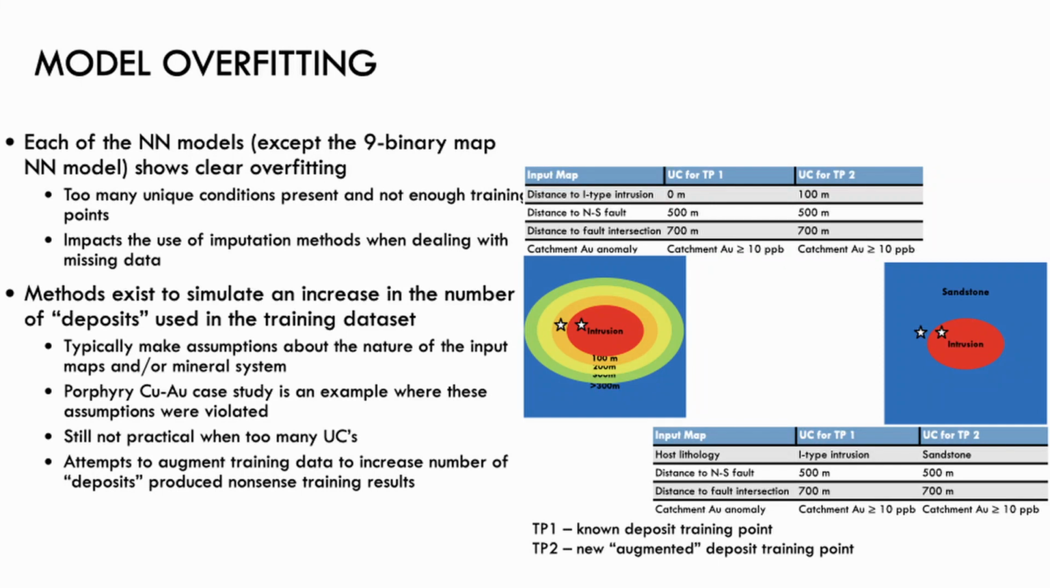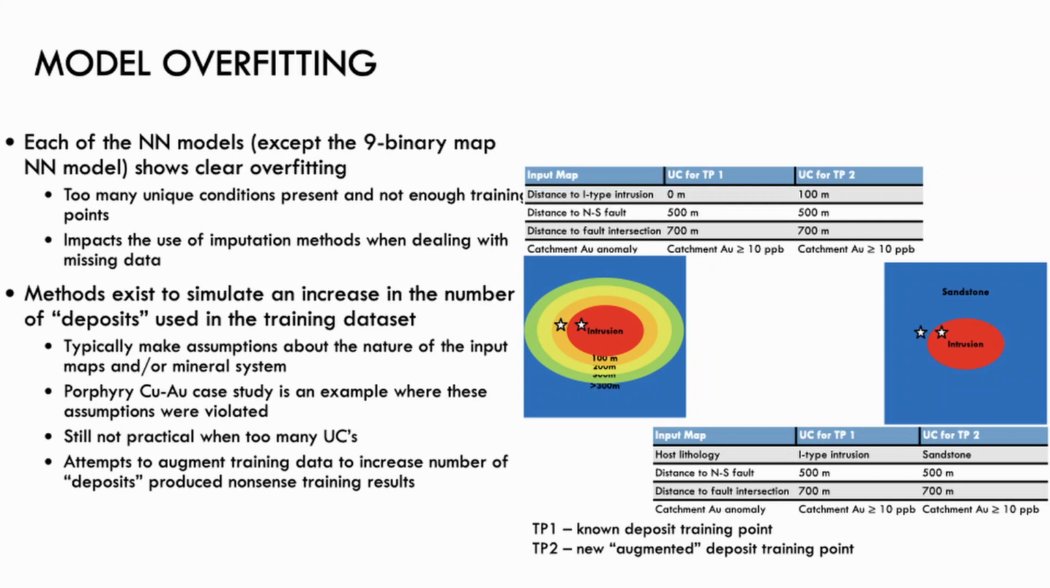So we have here a hypothetical mineral system where we have a known deposit at location 1 located within an intrusion. And we use a data augmentation method to create an artificial deposit training point at location 2. So we see here the unique condition for training point 1 and the unique condition, or the feature vector, for training point 2. So having our augmented training point 100 metres away from the intrusion may make geological sense for this particular mineral system, where it's the proximity to the intrusion which is important.